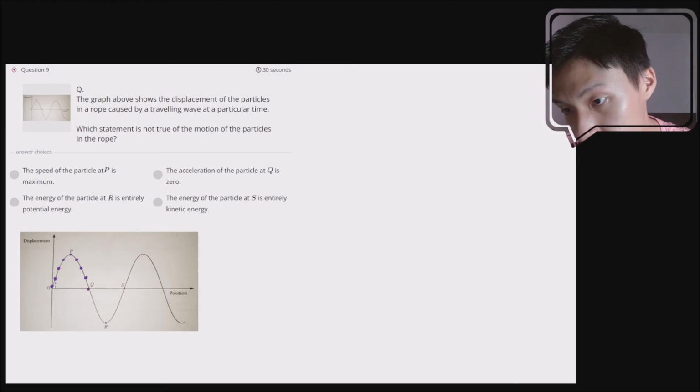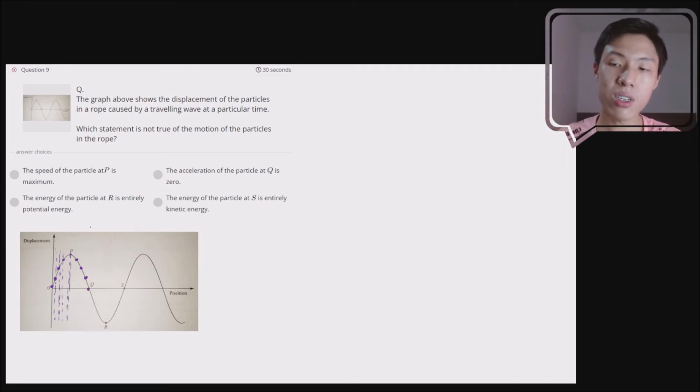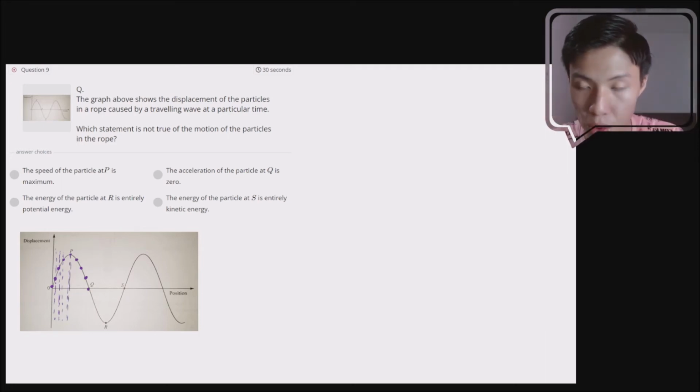So this particle here will undergo its own simple harmonic motion. This particle will undergo its own simple harmonic motion. This particle undergoes its simple harmonic motion. This particle undergoes its own simple harmonic motion as well. Okay, so all the particles on this line, on this rope over here, are undergoing simple harmonic motion.